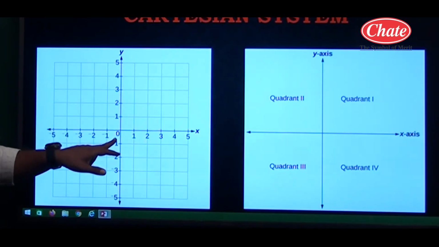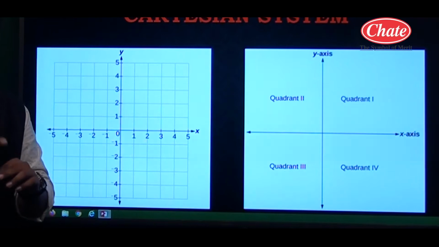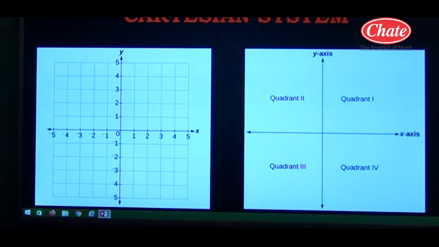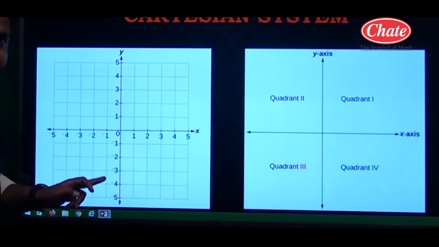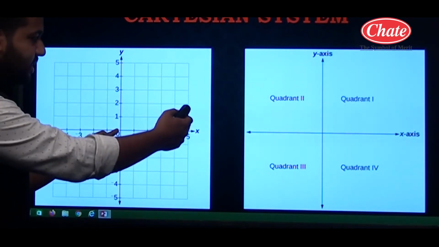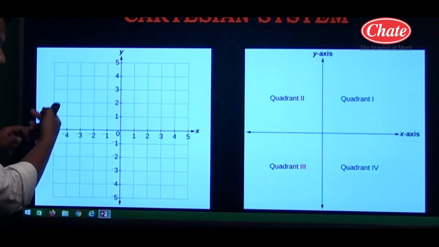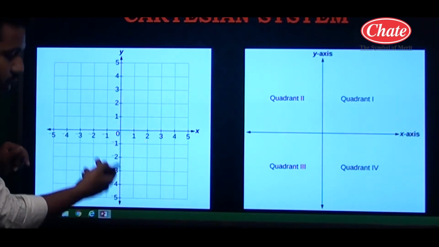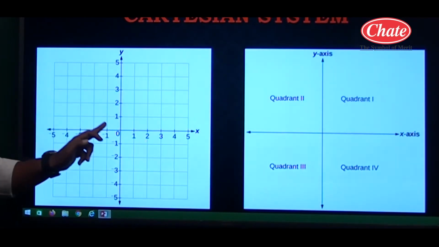The point at which these two lines intersect each other is called the origin, and the origin is denoted by the capital letter O. The positive numbers lie on the positive direction of the x-axis and the positive direction of the y-axis, meaning on OX and OY. Similarly, the negative numbers lie on the negative direction of the x-axis and y-axis, meaning on OX dash and OY dash.